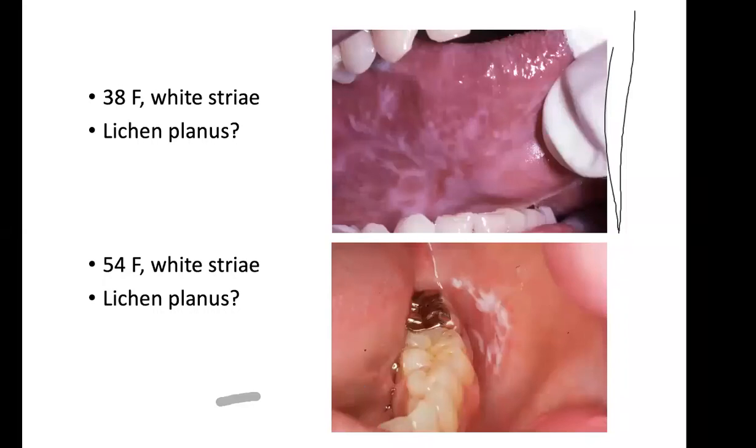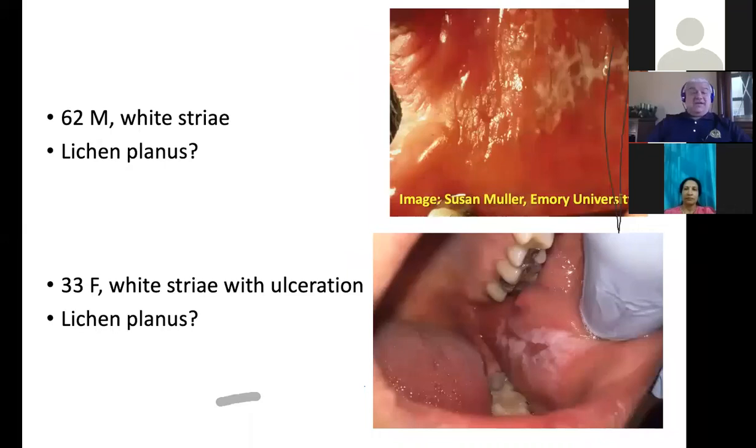So the first case is a 38-year-old female with white striae. To put things in perspective, the picture on the top right is the right side of the ventrum of the tongue. And the question is, is this lichen planus? The bottom: 54-year-old female, white striae. Is that lichen planus? I'm not going to give you the answers now. You can start playing around in your heads. The third case is a sick buccal mucosa. Is this lichen planus? The picture at the bottom, a 33-year-old female, white striae with.